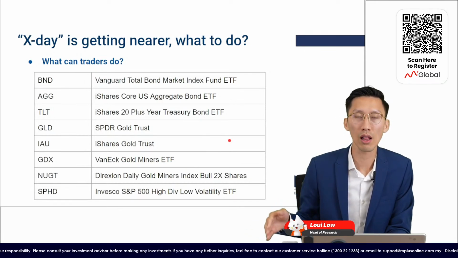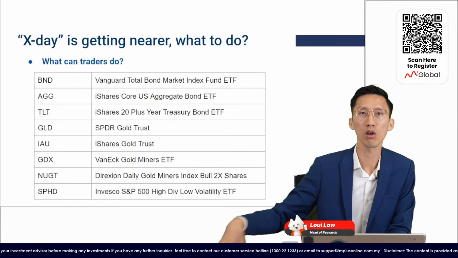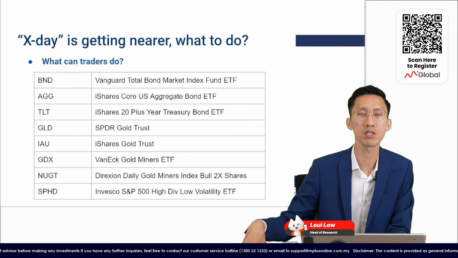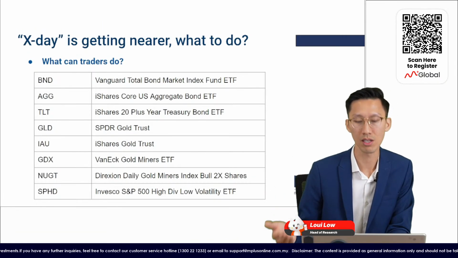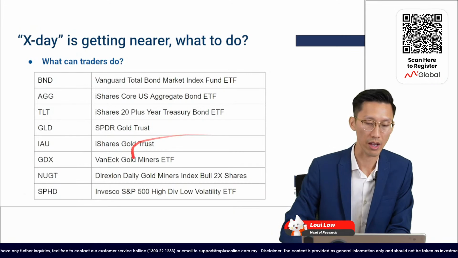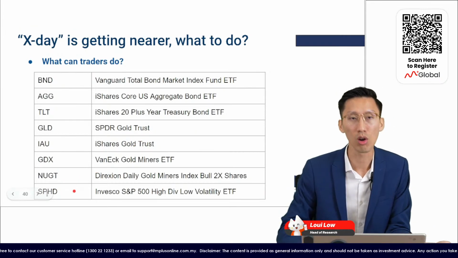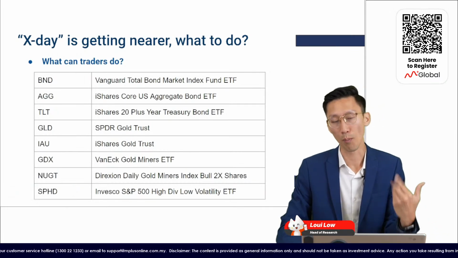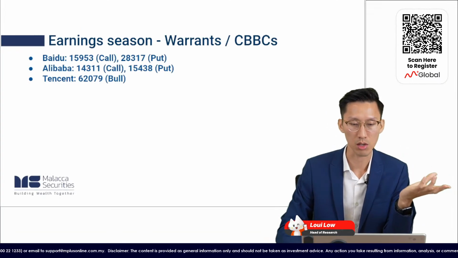But if you are more interested in holding a long-term position and getting dividends throughout time, perhaps you can look into a high dividend, low volatility ETF like SPHD. That could be one of the areas that you want to monitor for some good opportunities from a longer-term perspective. Okay, so that is one of the things that you can do.